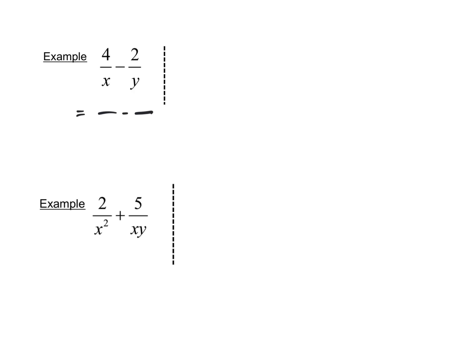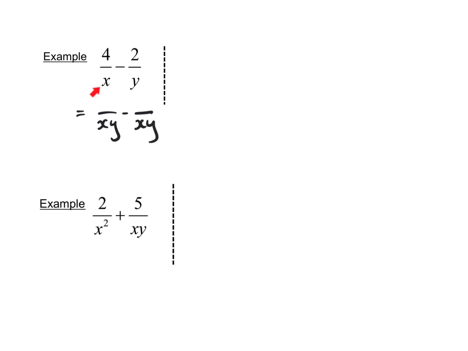So fraction, take away fraction. Always just set out your empty fractions here. And what you need is something down here that's divisible by x and divisible by y. So the easiest way to get that is just to take x and y together. And then basically we're going to go through the same process.